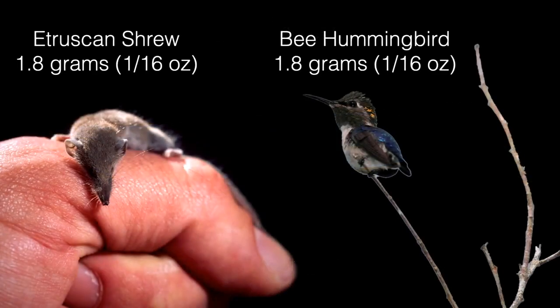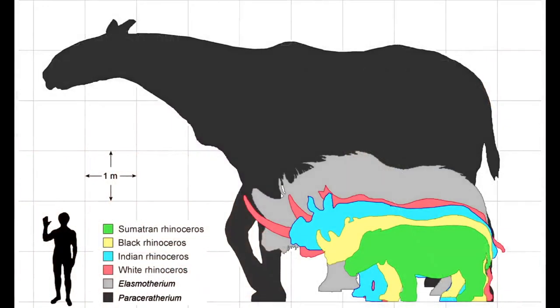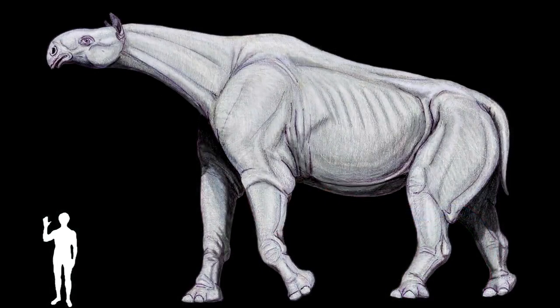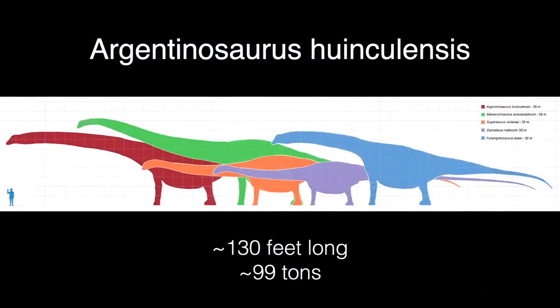On the other side, the smallest mammals are the Etruscan shrew, weighing only 1.8 grams, or about a 16th of an ounce, and the bee hummingbird, also at 1.8 grams. These animals have some different issues because of their tiny nature. We'll get into that in a moment. The very largest land mammal was the now extinct Paraceratherium, a form of rhinoceros. Truly gigantic compared to modern rhinos, and very large compared to a human. And of course, there were the larger dinosaurs, longer than the blue whale, but half its weight.